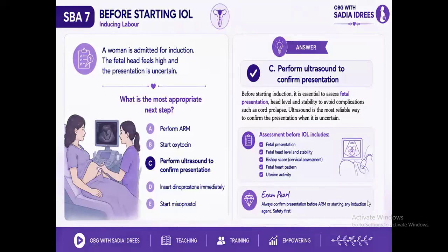Okay, question 7 looks ridiculously easy, which means this is the exact sort of question people get wrong by rushing. A woman is admitted for induction. The head feels high and the presentation is uncertain. What is the most appropriate next step?